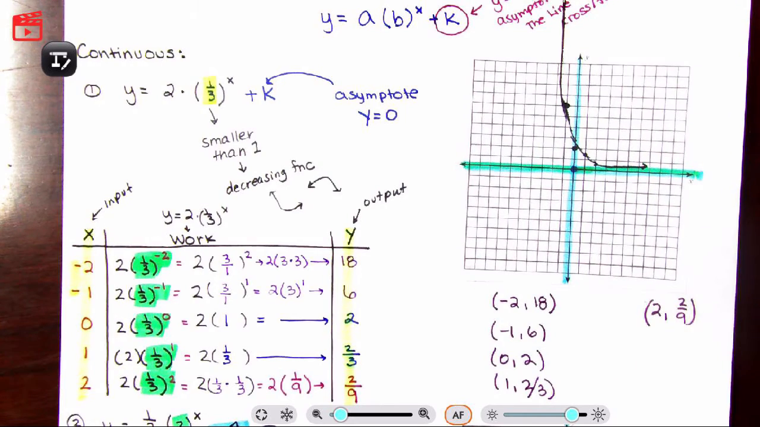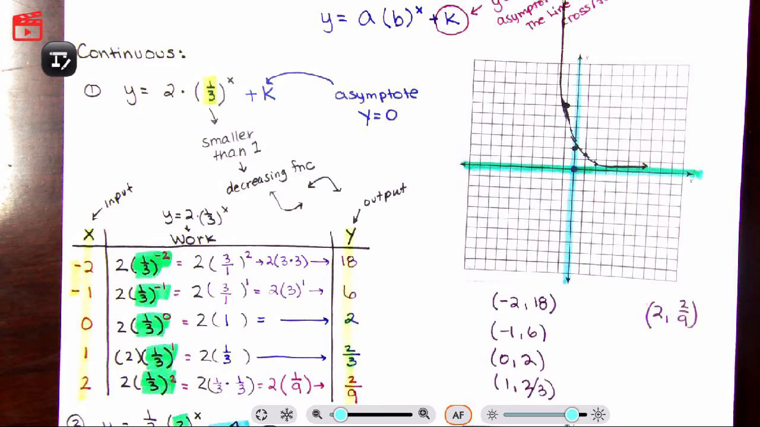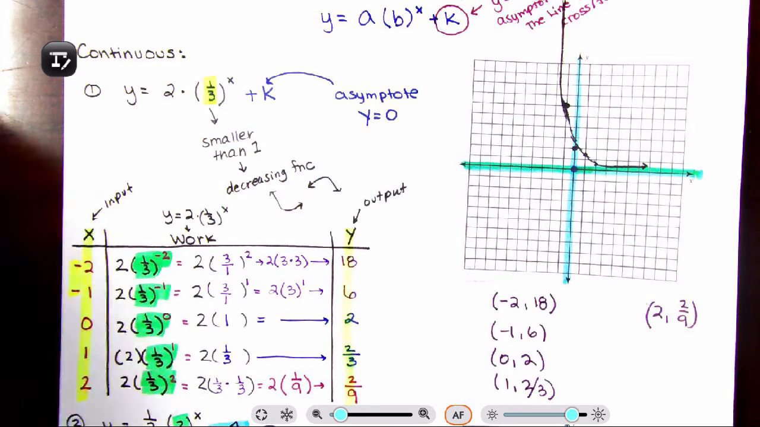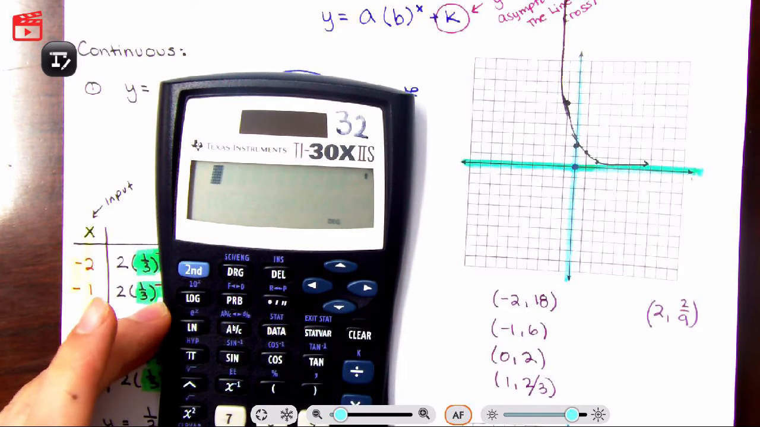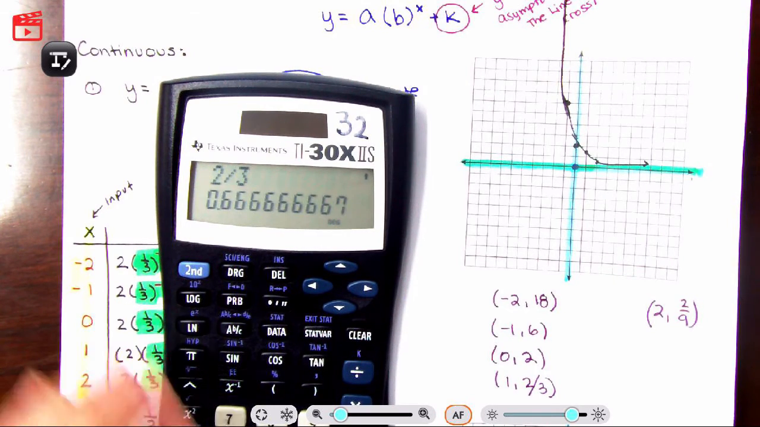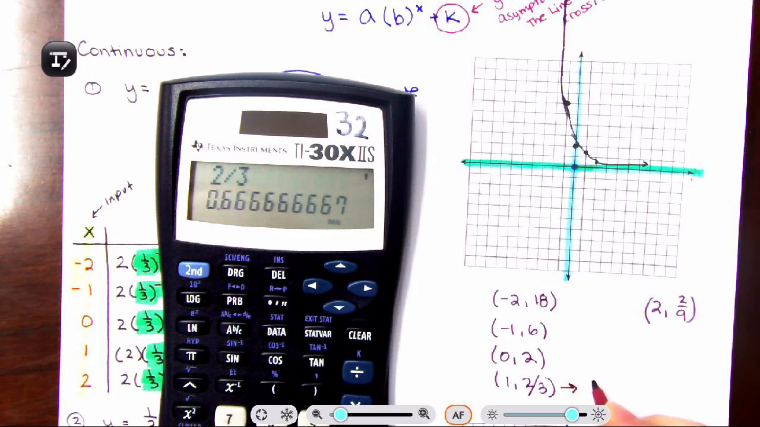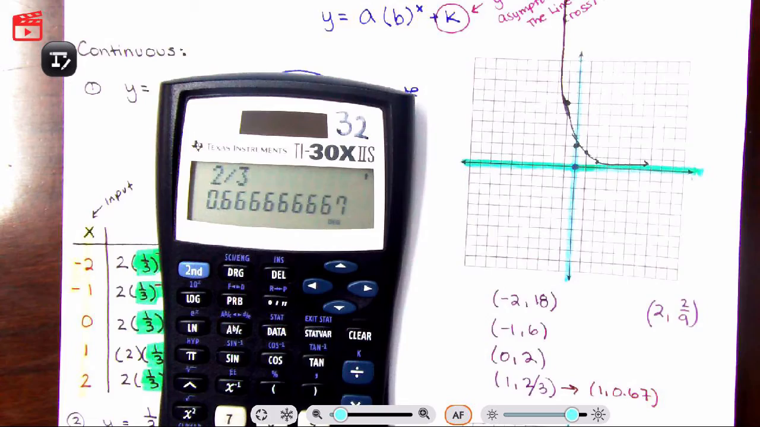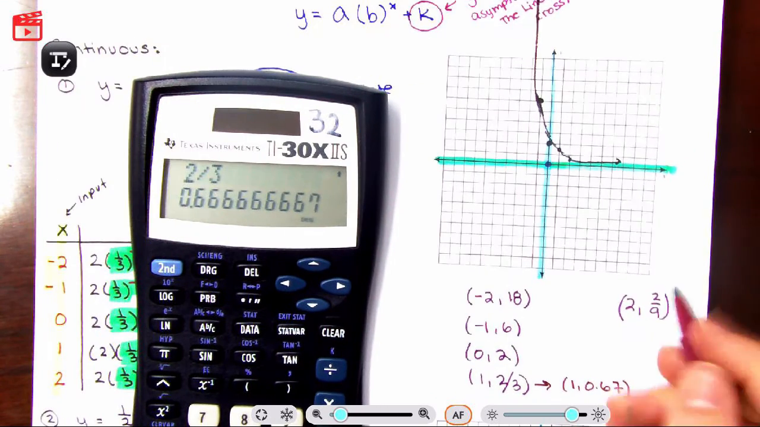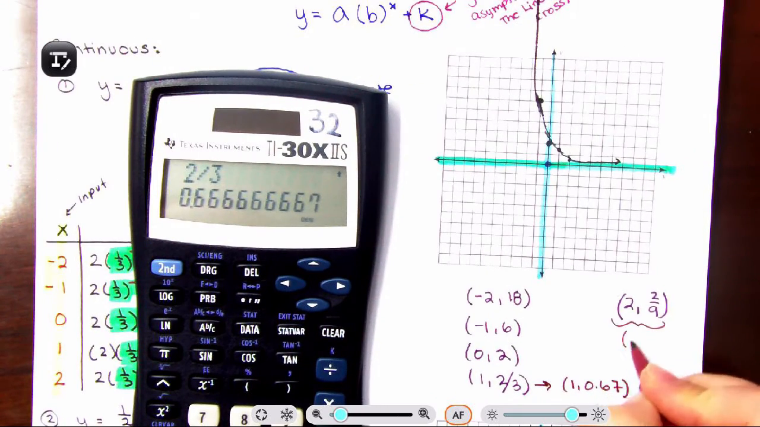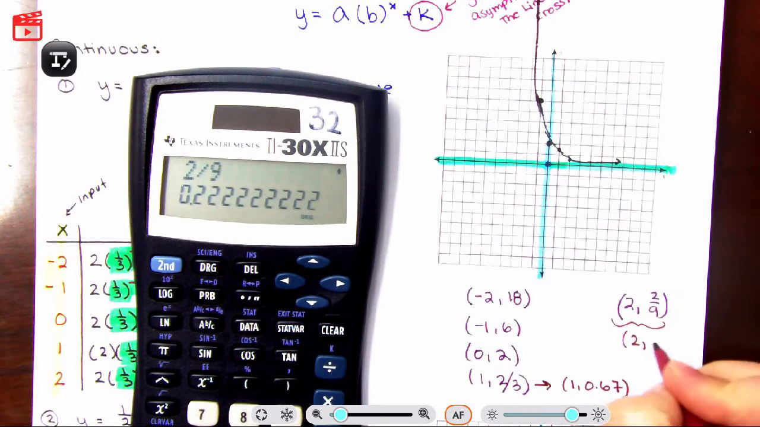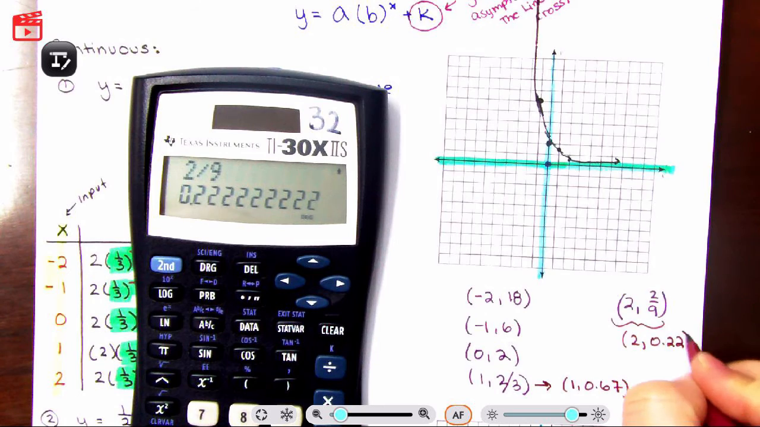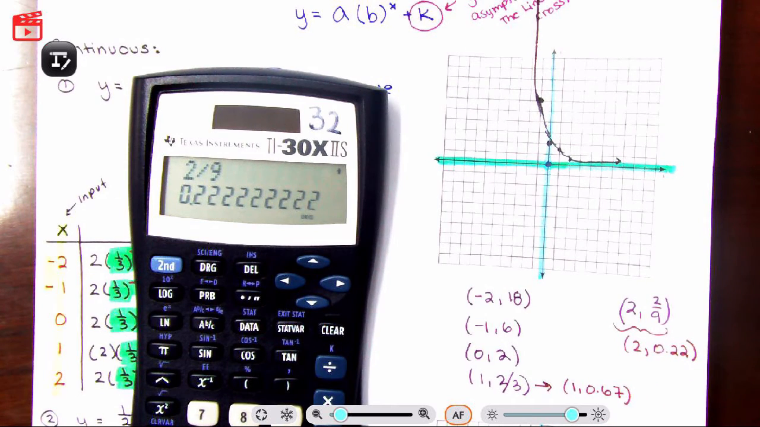Now I don't know what 2/9 is. For me that's very difficult to imagine. So I'm going to take my fractions and convert them into decimals. 2 divided by 3, I'm changing this point to 1, 0.67, because I know where 0.67 is about-ish. And same thing for this one. I'm going to change this point to 2, and use my calculator to say 2 divided by 9, and that's 0.22. Now what I'm doing then is graphing these points.